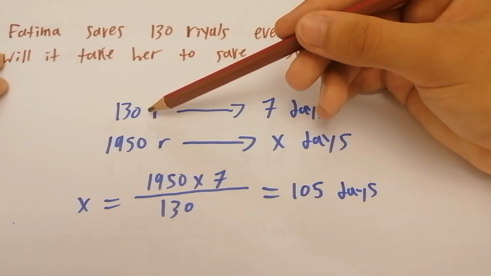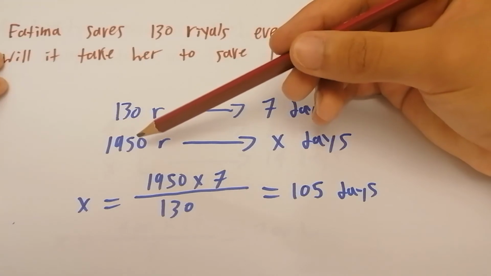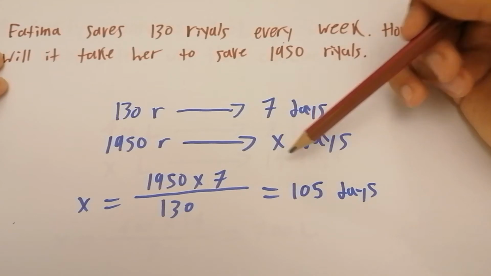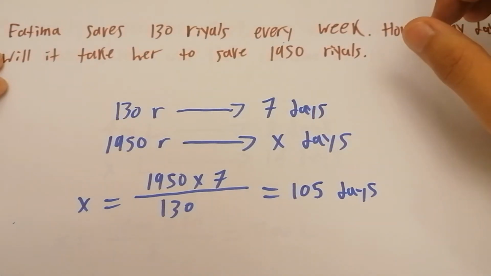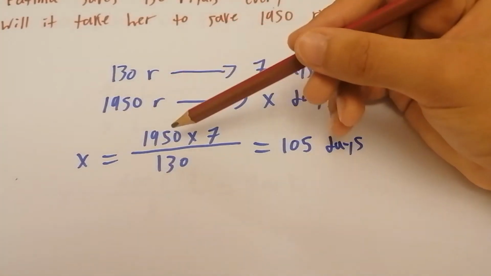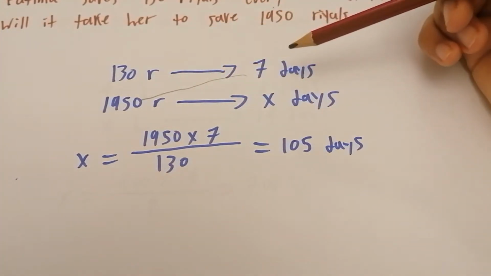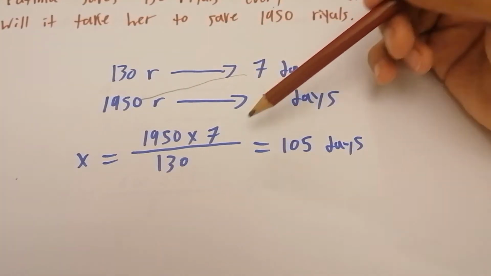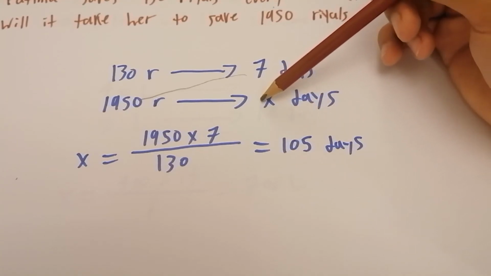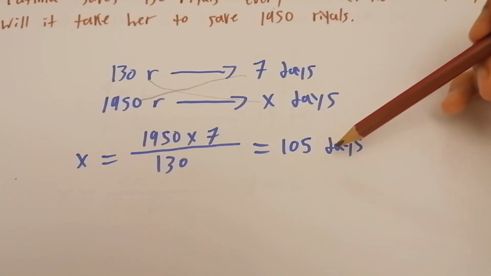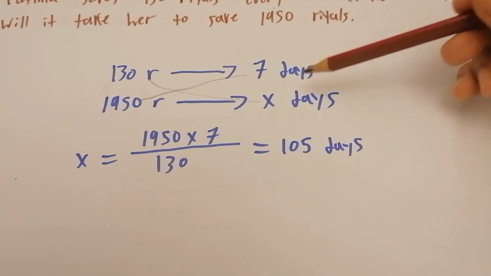So if we have 130 riyals for 7 days and 1,950 riyals for X days, we will cross multiply because this is a direct proportion. So we will cross multiply 1,950 by 7 and divide it by 130. It is divided by 130 because the X is diagonal from the 130. This gives us a total of 105 days for Fatima to collect 1,950 riyals.